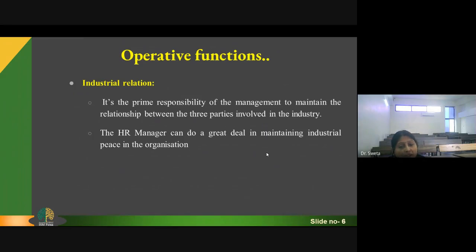So an HR manager can do a great deal in maintaining industrial relation peace in the organization. It's their responsibility how they can create a good environment in which the workers and the employees can work with great zeal, with a smooth relationship in the organization.